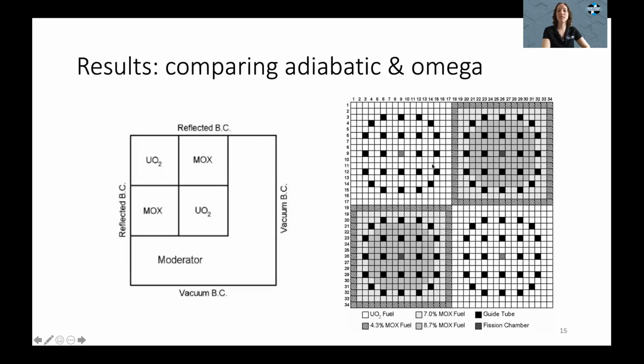And this is what the fuel assemblies look like. So we have a mesh here, which isolates each fuel pin. So here, every square represents a fuel pin surrounded by water. And that is what forms the assembly.